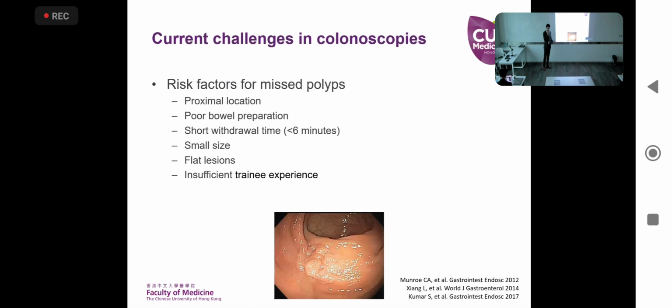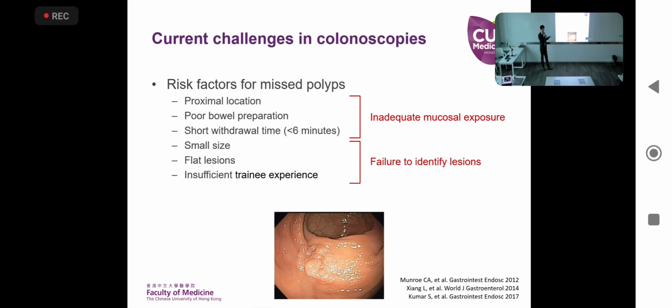So what are the reasons for missed polyps? I think we can generally group them into two kinds of reasons. First is inadequate mucosal exposure. It can be related to the location of the polyp, bowel preparation, and of course the time spent in the colon and inspection. Another reason is failure to identify the lesions, such as very small lesions or flat lesions that may be missed by our human eyes. And one of these, of course, is related to experience as well.